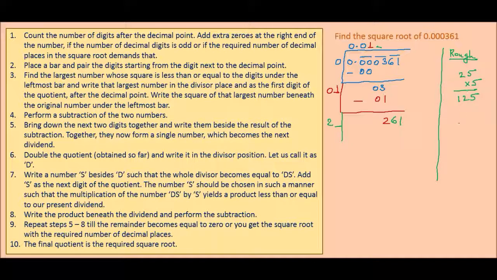Let us try a larger number, larger than 5. Let us try 27. It is 7 times 7 is 49. 7 times 2 is 14 plus 4 is 18. Again smaller. Let us try 9.